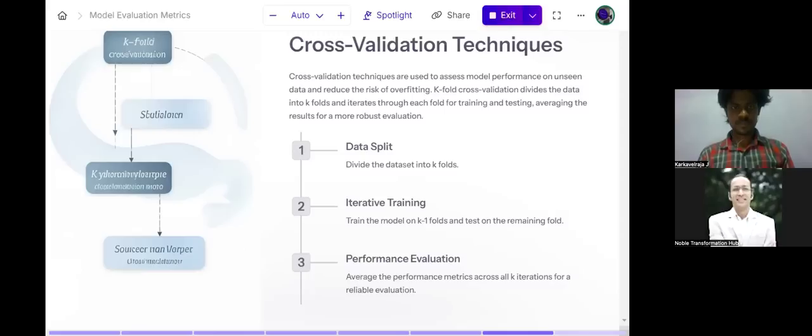K-fold cross validation divides data into k folds. You can say sections, kind of clusters, kind of groups, which are called k folds. It divides the data into k folds and iterates through each fold for training and testing, and averages the results for a more robust evaluation. This is where it applies first principles. It will split the big problem into small pieces and try to iterate and make a robust evaluation. It will give better results.